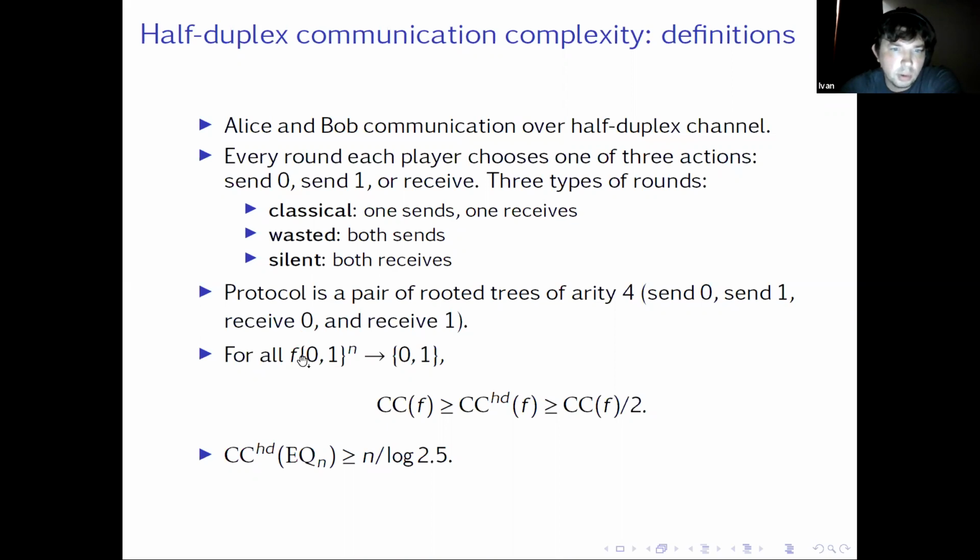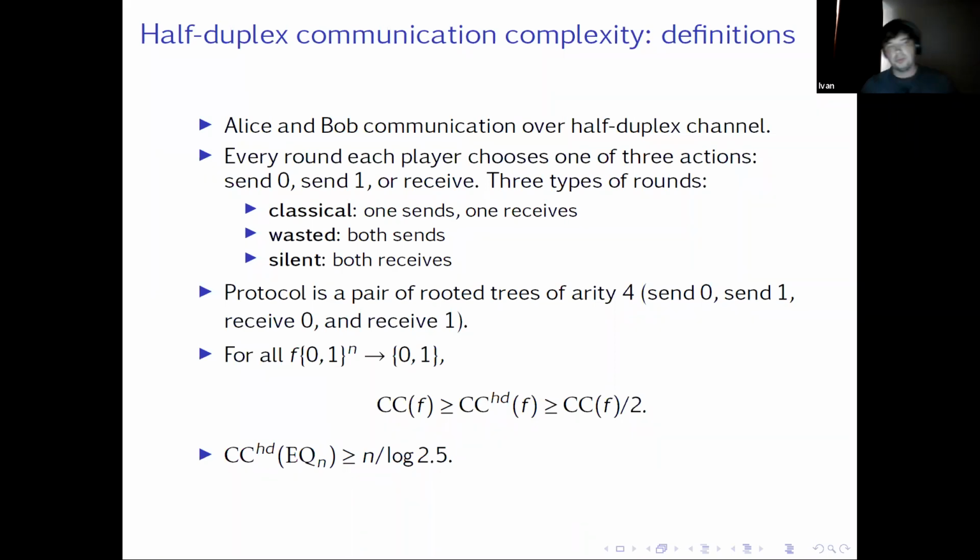So you can always prove that the communication complexity of a function is at least the half duplex communication complexity of the function, because you can always simulate the classical protocol with a half duplex protocol. And of course, you can just unravel the half duplex round into 2 classical rounds. The first one where Alice is sending if she wanted to, and the second one where Bob is sending if he wanted to, right?